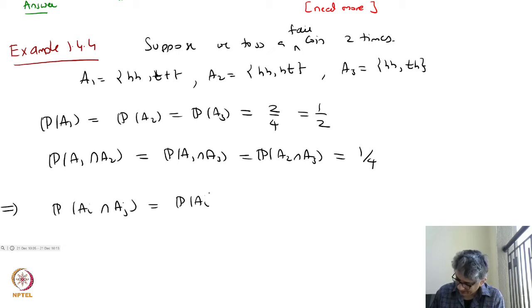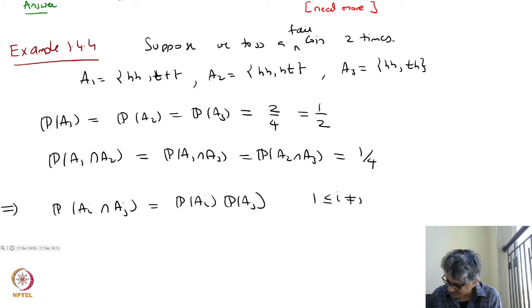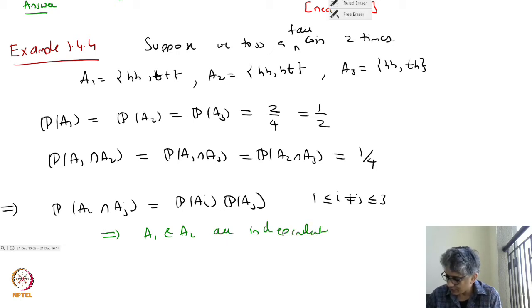So from the above, this clearly implies that probability of Ai intersection Aj is the same as probability of Ai times probability of Aj, for 1 less than or equal to i not equal to j less than or equal to 3. That's straightforward: you just multiply the two things, half and half is a quarter, and all the intersections are equal. So all the pairs are independent, that is Ai and Aj are independent for i not equal to j.